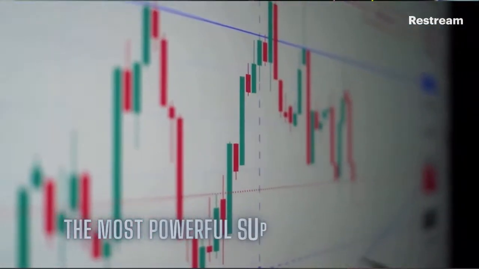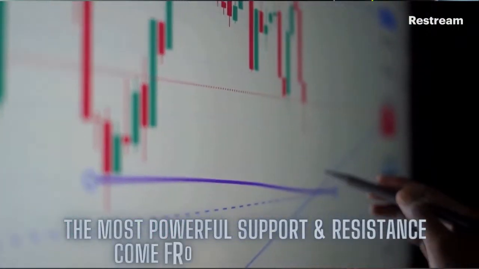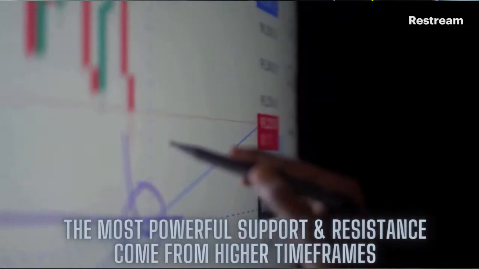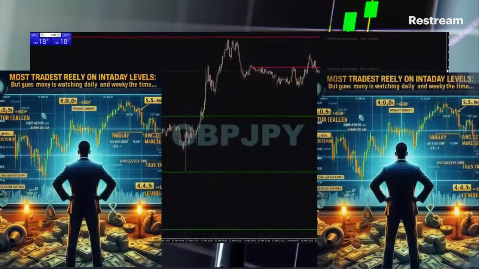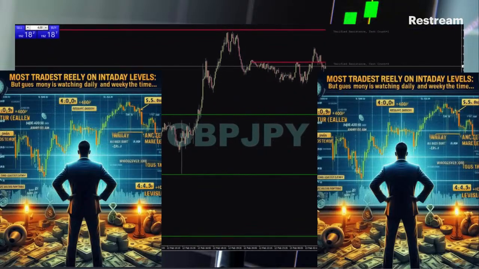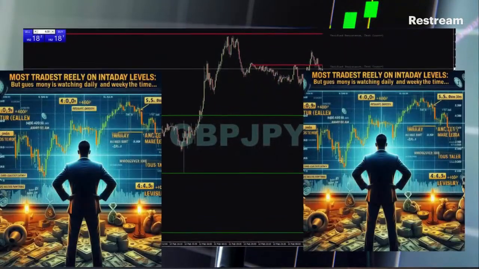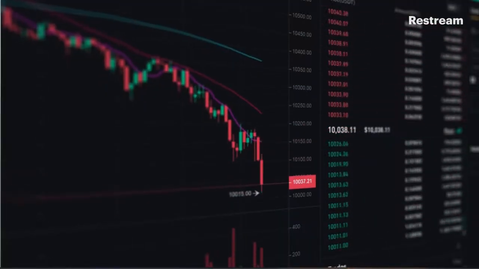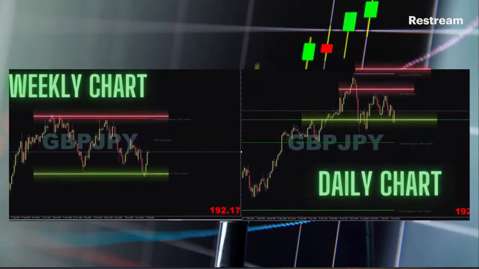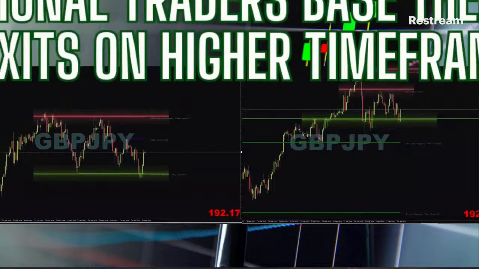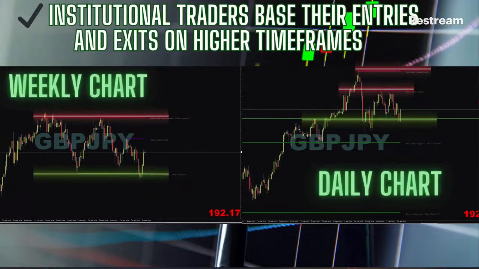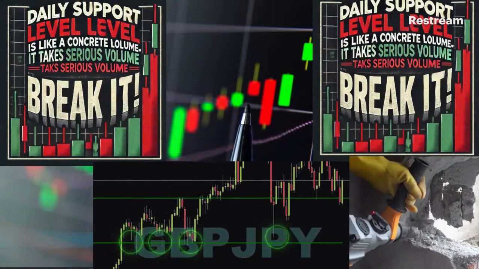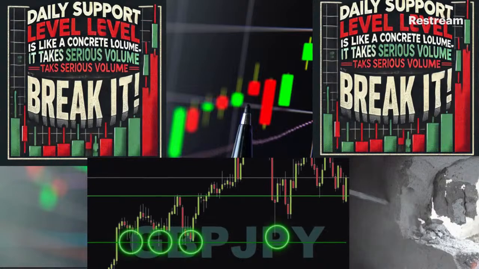Part 2. The most powerful support and resistance come from higher time frames. Next, let's talk about the support and resistance levels that actually matter. Most traders rely on intraday levels from the 5-minute or 15-minute chart, but guess what? These levels get broken all the time. The real money is watching daily and weekly key levels. Why? Because institutional traders base their entries and exits on higher time frames. A daily support level is like a concrete wall. It takes serious volume to break it.